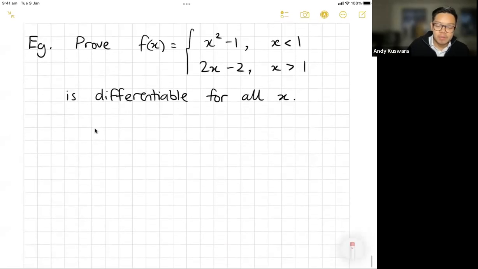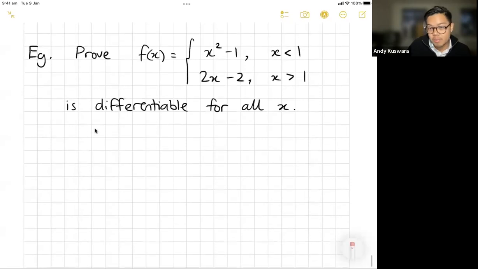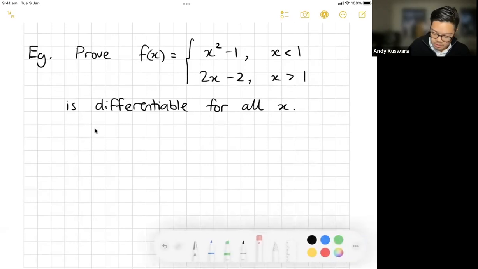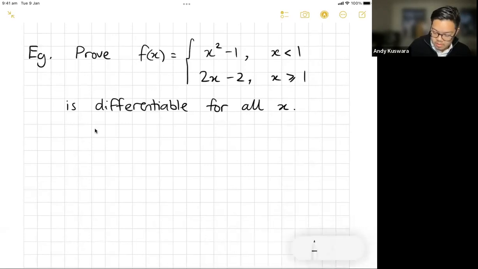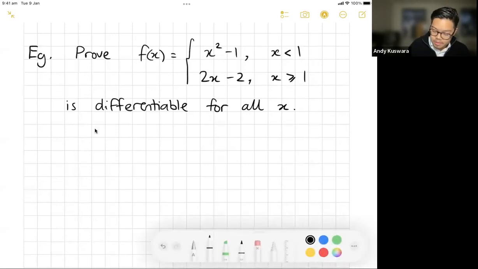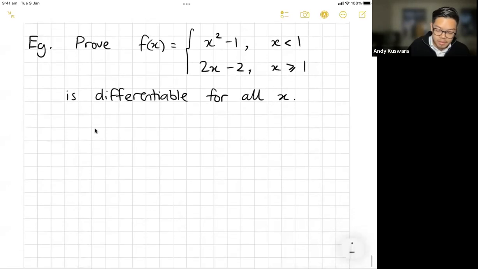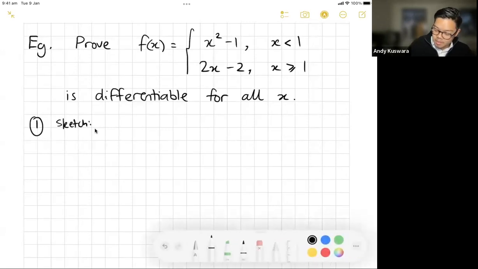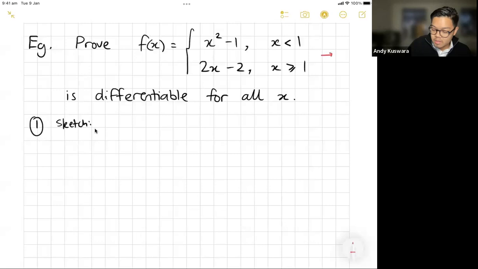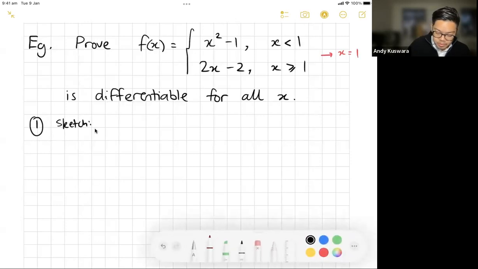Now, a question may look like this: they'll say, prove that a certain function, and this is a piecewise function, is differentiable for all x. I'm just going to fix this question, that's what it's missing. So let's take a look. The first thing that I would do is a quick little sketch. We can see here that the point of interest is around x equals 1, where there's a change of value. So I'm going to do a quick sketch.